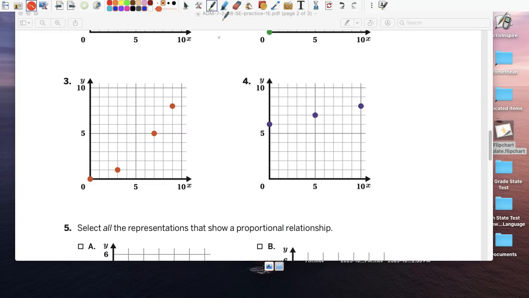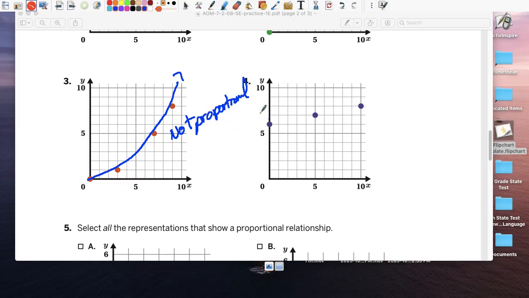I think they want this visually. So visually speaking, let's connect these. If I were to connect these, look, does that look like a straight line? It's not. So is this proportional? No, it's not. Does it go through 0, 0? It does, but it's not a straight line, so not proportional. The rate of change is not the same, not proportional.